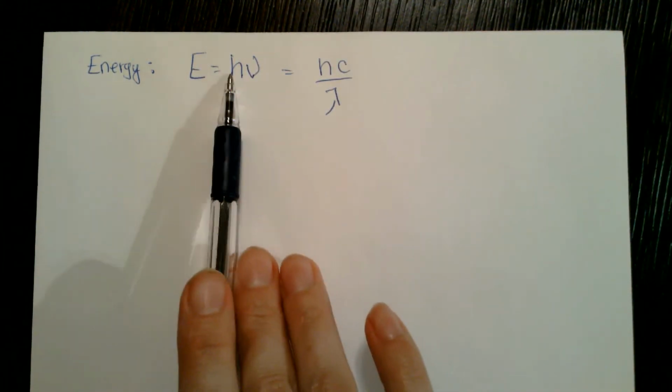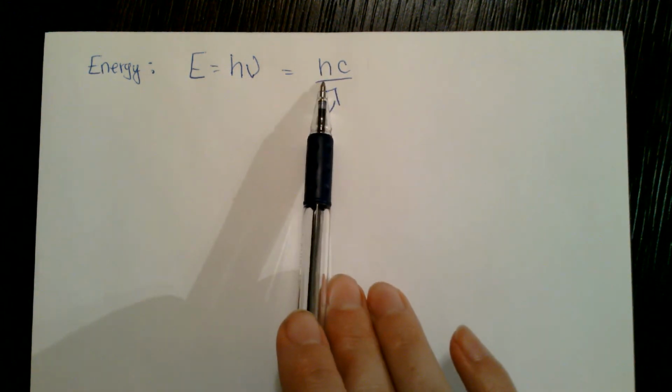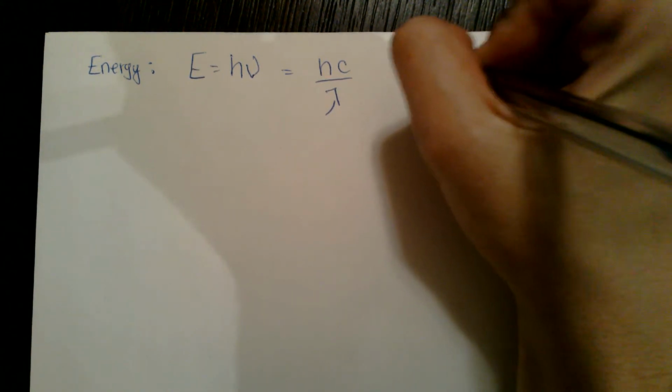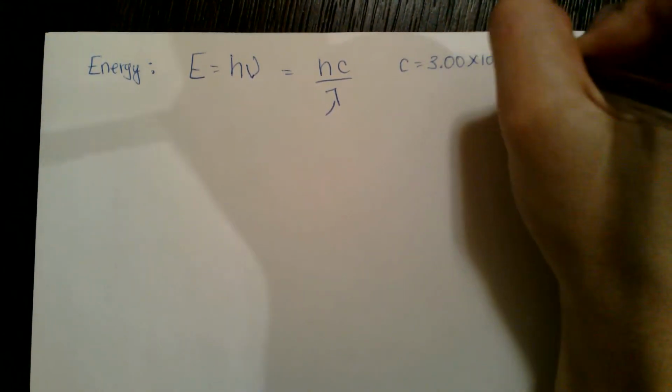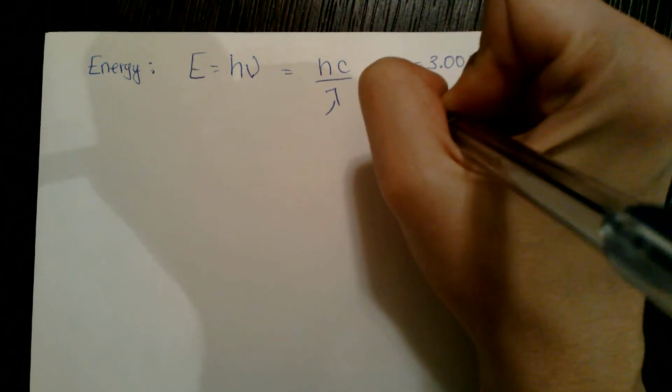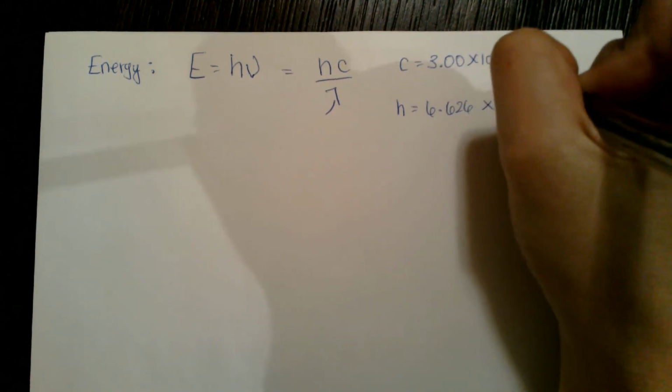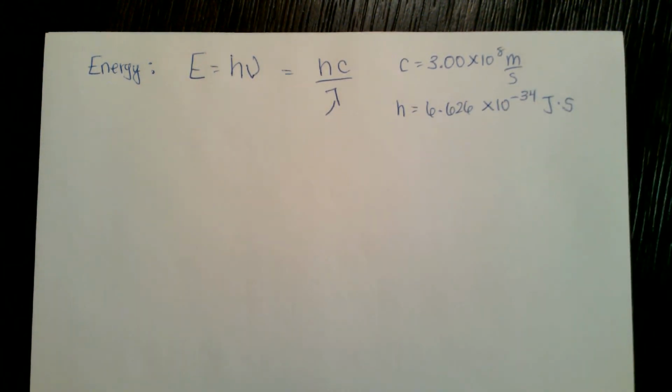Okay, so next section, we're going to look at energy and enthalpy. So let's look at energy from light. Energy is equal to h nu, which is also equal to hc over lambda. So Planck's constant times frequency, or Planck's constant times the speed of light divided by wavelength. Our constants here: c, the speed of light, 3.00 times 10 to the 8 meters per second, and Planck's constant, 6.626 times 10 to the minus 34 joule seconds.